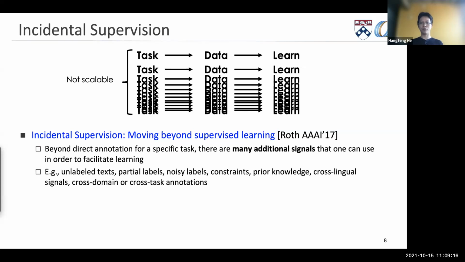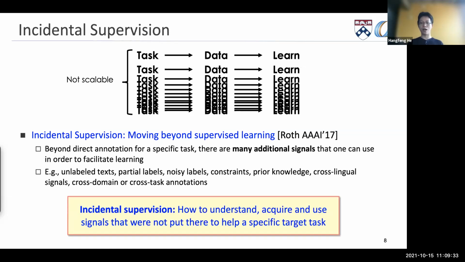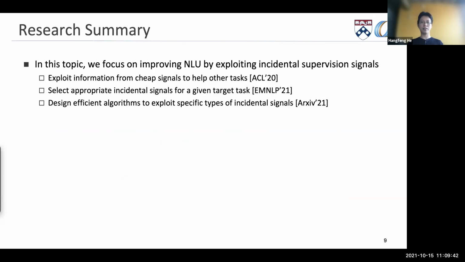The key idea for incidental supervision is to use additional signals, not simply directly use annotations for some specific tasks. These incidental signals can include unlabeled texts, constraints, prior knowledge, and others. In this direction, we will try to understand, acquire, and use signals that were not put there to help a specific target task.